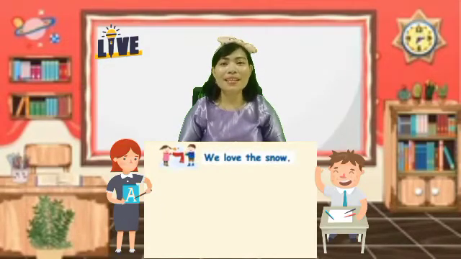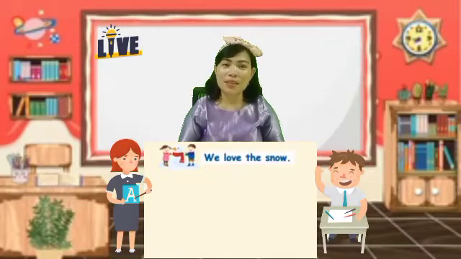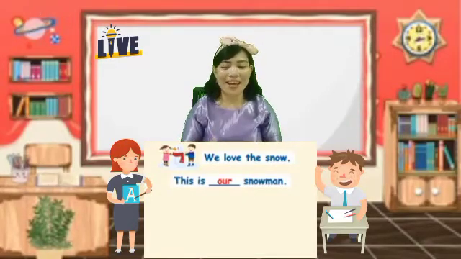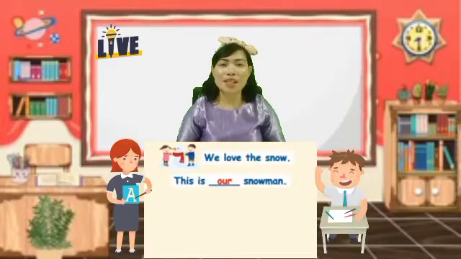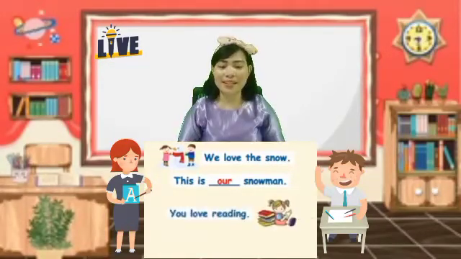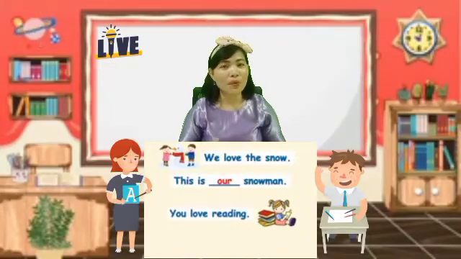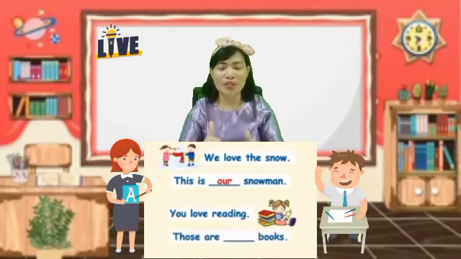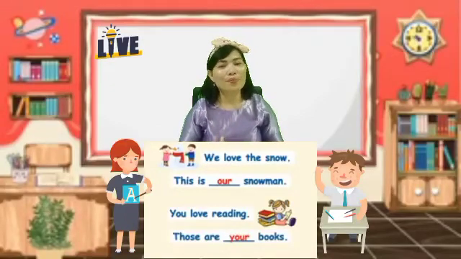We love the snow. Subject pronoun is we. So the possessive adjective of we is... yes, correct. This is our snowman. Our, subject pronoun we, possessive adjective of we, our. Very good. Now let's see again. You love reading. Subject pronoun is you. So the possessive adjective of you is... yes, correct. Your. So those are your books.